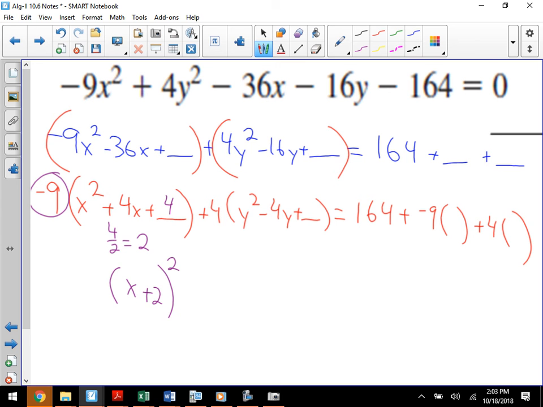So this negative 9 comes back here. It's the distributive property, which means it's got to go back here. Whatever you factor out has to go back. Half of b, well, half of positive 4 is 2. Square it, you get 4. Add it to both sides.